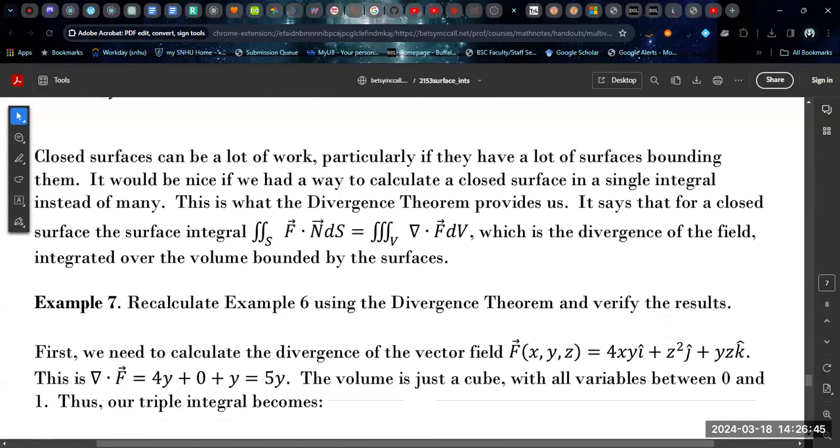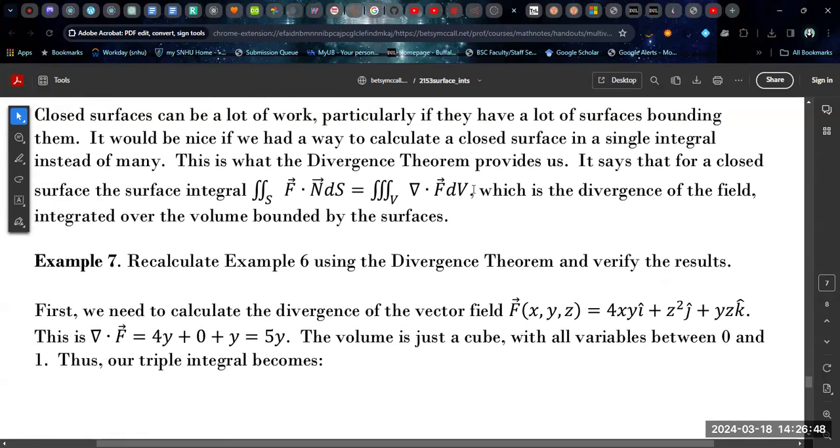Now, closed surfaces can be a lot of work, particularly as we saw in our example, we have a lot of bounding surfaces, and it would be nice if we could maybe convert this into a volume integral so that we don't have to integrate over 6 different faces. And we actually can do that. That's what the divergence theorem does. It says that for a closed surface, the surface integral that we were just calculating is actually equal to the integral of the divergence, del dot F, over the volume. So we're going to redo our previous problem using the divergence theorem here.